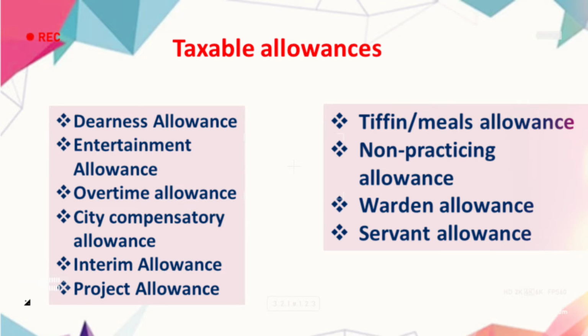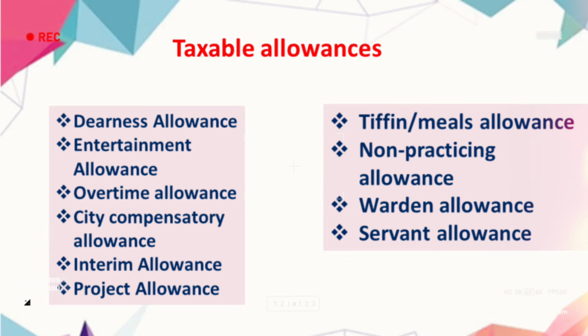The allowance is completely taxable for private sector employees. But for government employees, certain exemptions can be claimed. Exemption is limited to the least of the following. First one is 20% of gross salary. Second one, actual entertainment allowance. And third one is rupees 5,000.